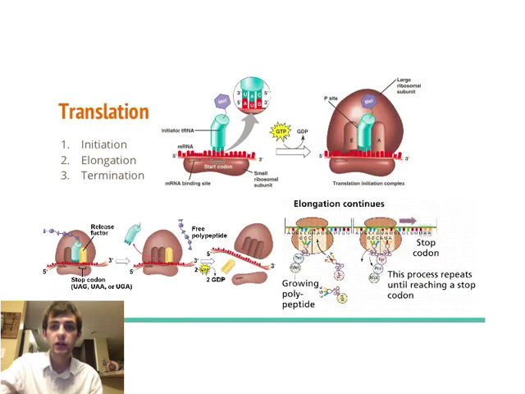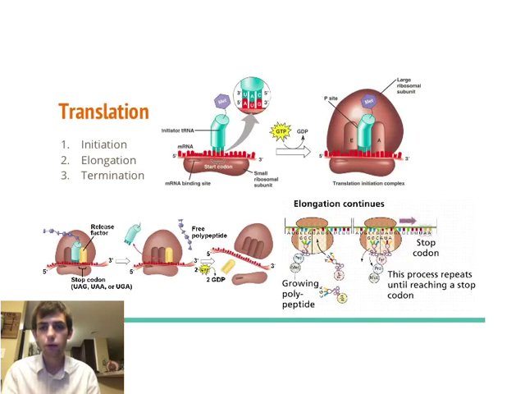So then we have termination. This is when that stop codon is reached. And there are 3 stop codons, UAG, UAA, and UGA. When that happens, a release factor is going to come into the ribosome, telling the ribosome that it's done working with the mRNA strand. It's going to release the polypeptide chain, or that chain of amino acids. The ribosome pulls apart, and that sequence of amino acids will then go through the Golgi apparatus to finish being folded and sent out to do whatever it needs to do.